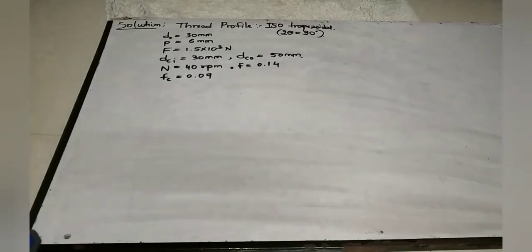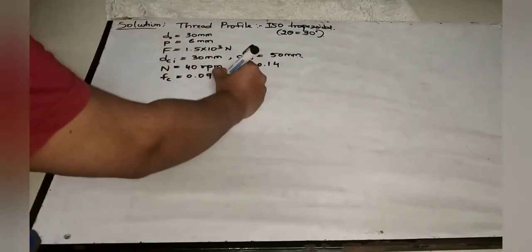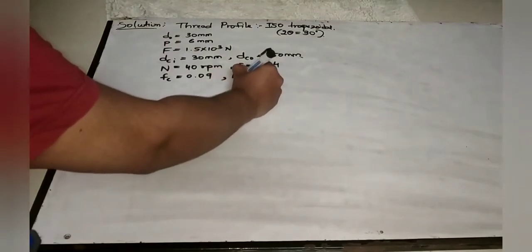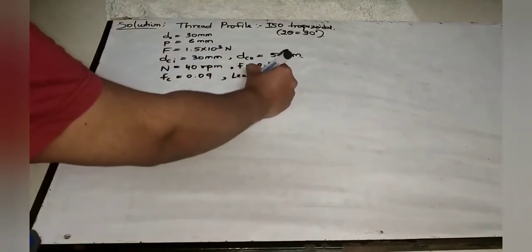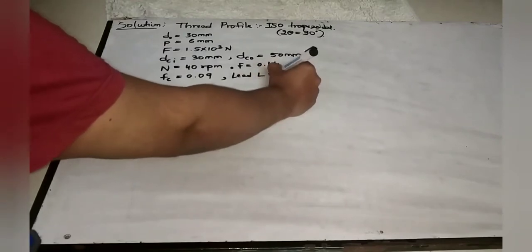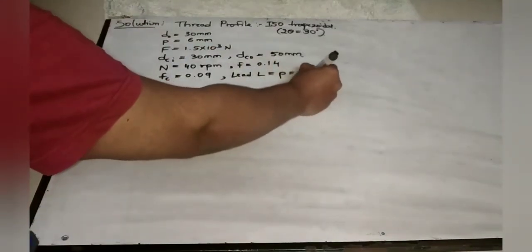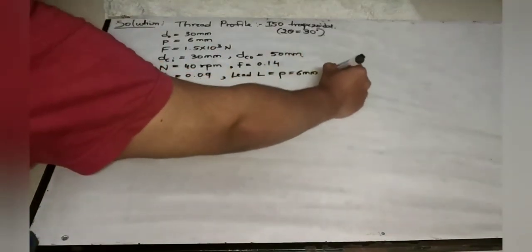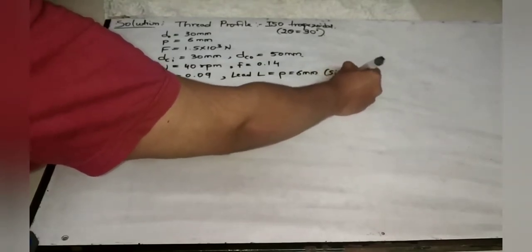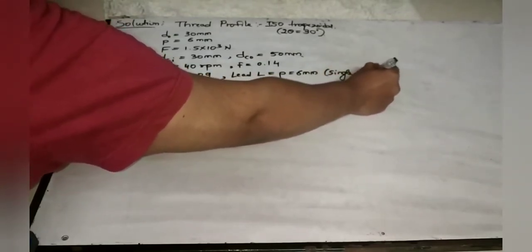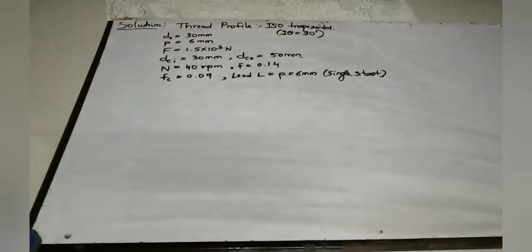And here, very important, in the problem they are telling you it is a single start. Single start means lead is equal to pitch. So lead L is equal to pitch. So pitch is given as 6 mm. Why am I writing the question? They are telling it is a single start.